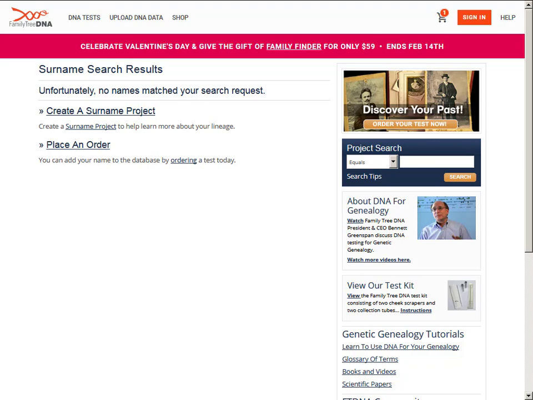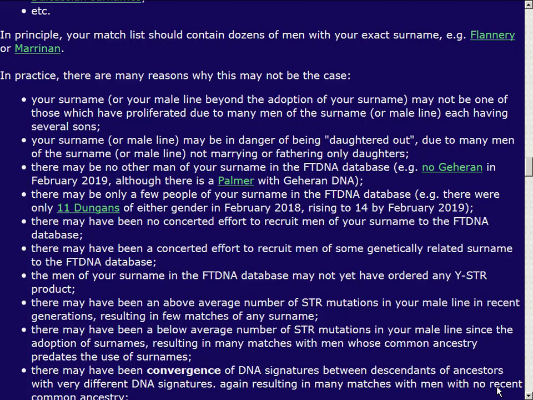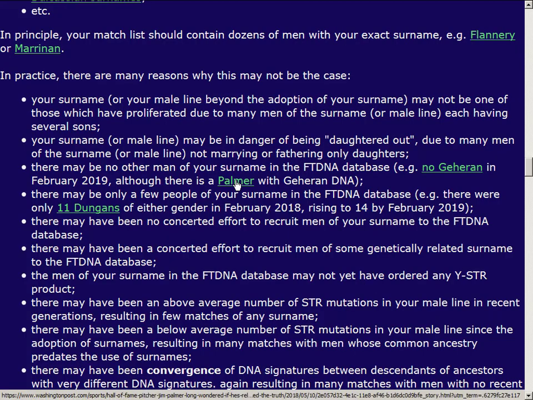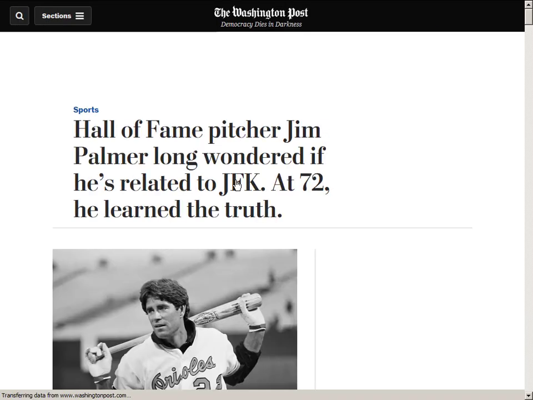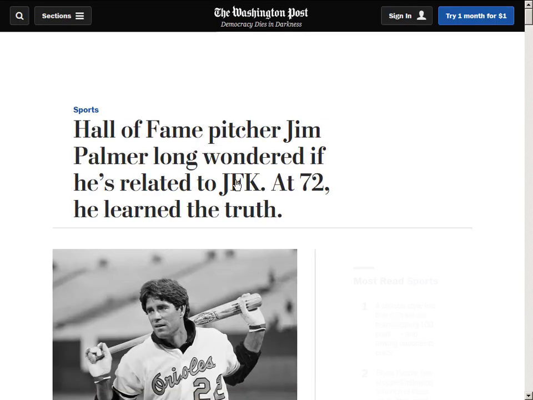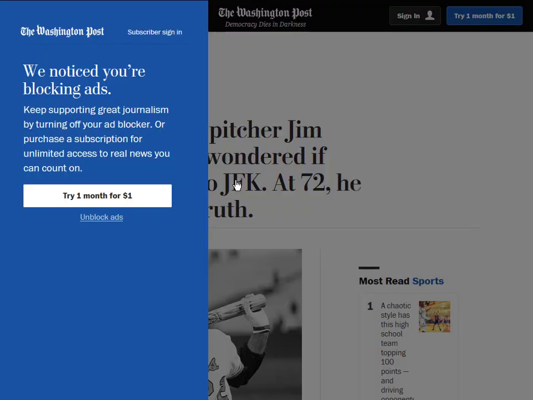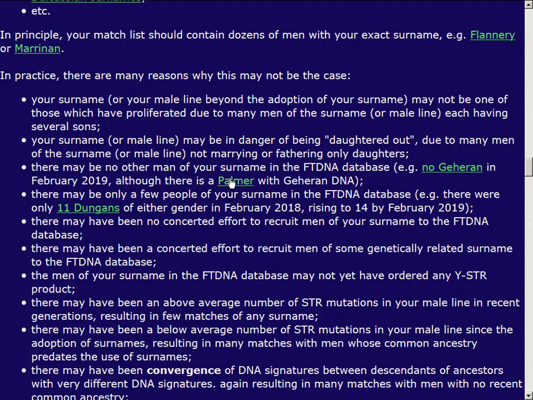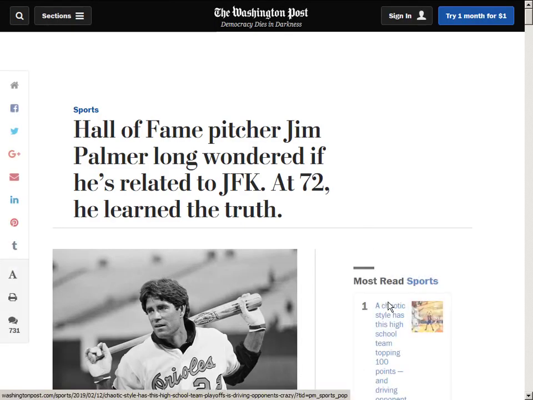But in fact, I know there is a customer with Geharan DNA, because there was a big splash in the media about a year ago about a famous American sportsman, a baseball player called Jim Palmer. This is more probably GDPR getting in the way, but every second time I load that page that comes up or doesn't come up. So we'll see what happens if I close it and load it again. There you can see the headline. Hopefully it'll stay there this time.